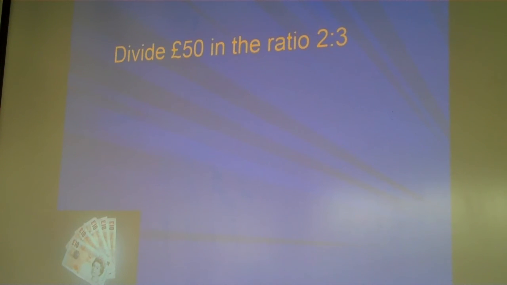Okay, so here I'm showing £50 in the ratio 2 to 3. I would be expecting you to write 2 to 3, total of 5 at the side, write the £50 underneath. Why have you got to write all that? Why can't we just write it? We straight away know it's 20 to 30.